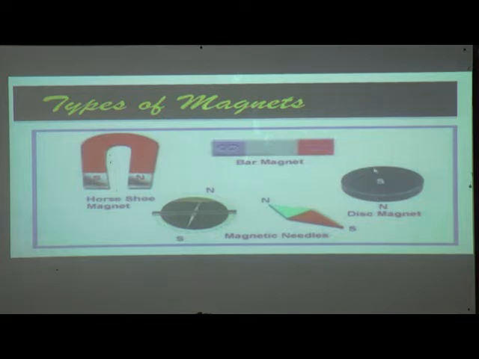Now here you can see this is a disc-like structure, that is why the name is given disc magnet. Okay, and here you can see the structure is like a needle, so that is why it is called a magnetic needle. So these are some artificial magnets. A natural magnet, we saw, is found in a black color and it is having a structure like a rock.